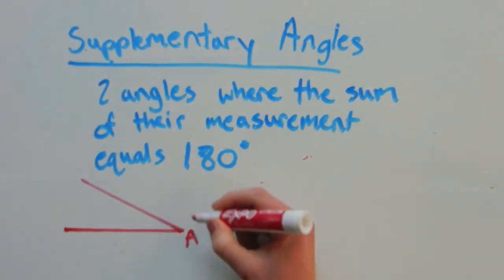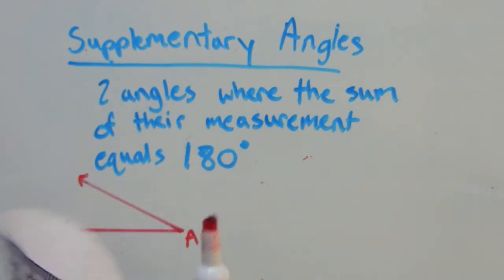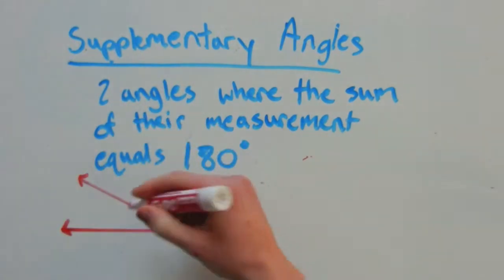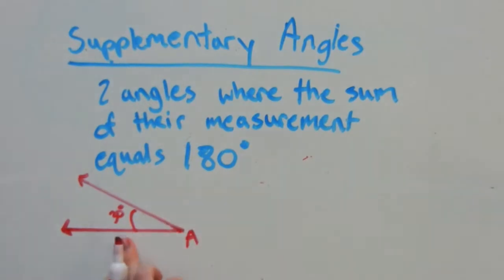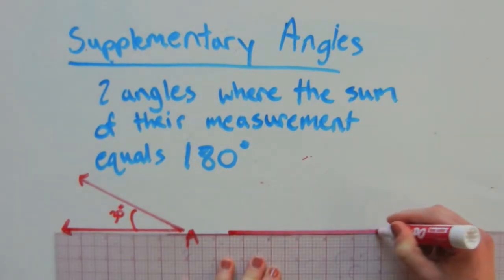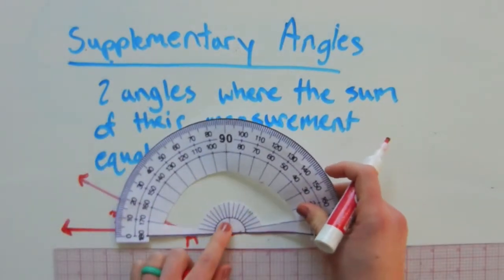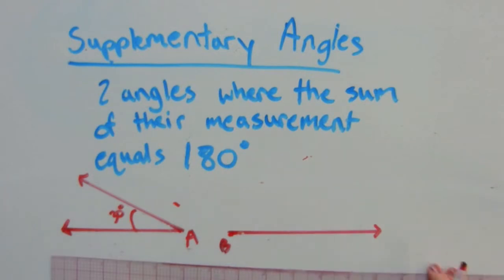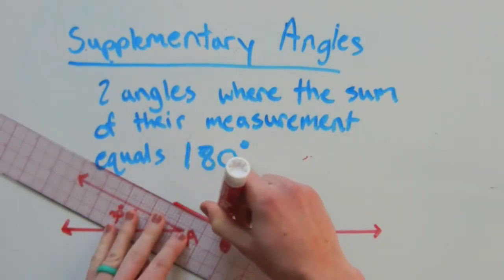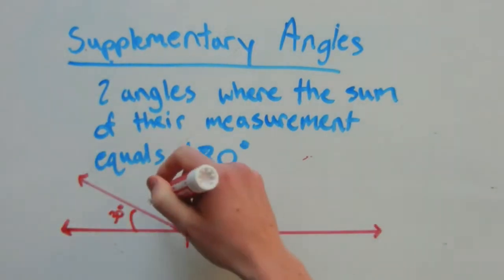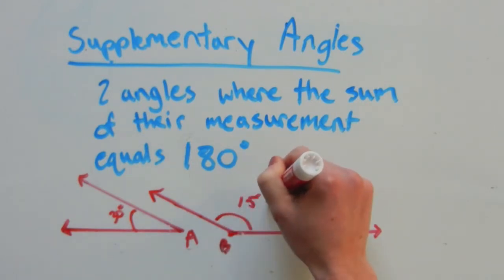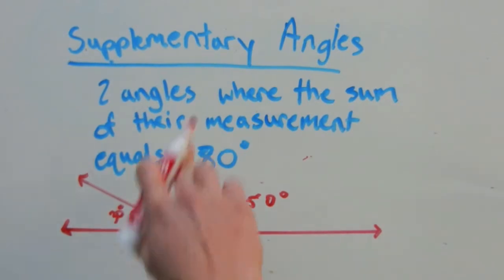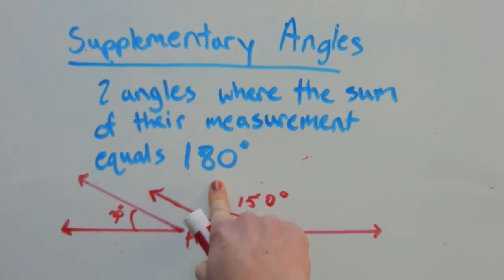Let's go ahead and label this as angle A. So the measure of angle A, measuring it, is equal to 30 degrees. So 180 minus 30 is 150. So 150 degrees will be supplementary angles with this 30 degree angle. So let's go ahead and make this angle B, and I measured on the protractor, lined it up with 150. So angle B and angle A are supplementary angles because 150 plus 30 equals 180.